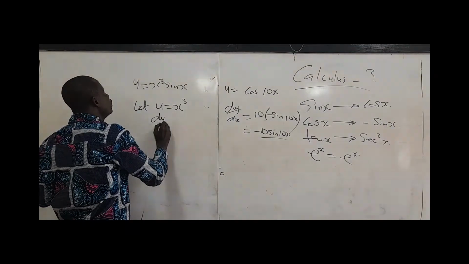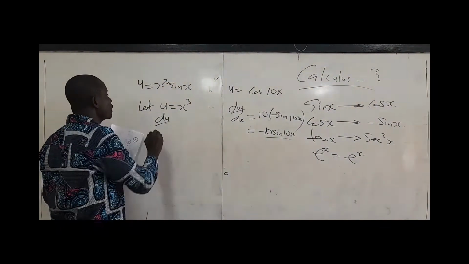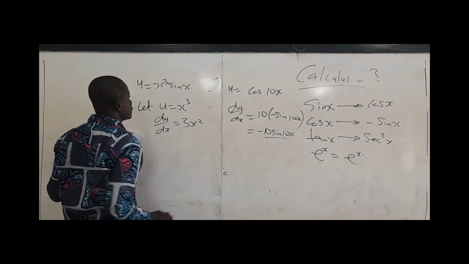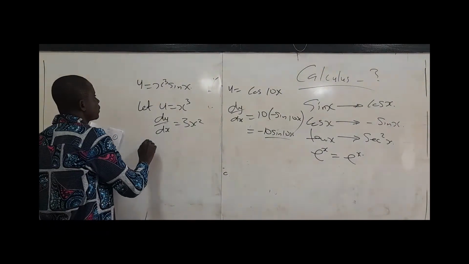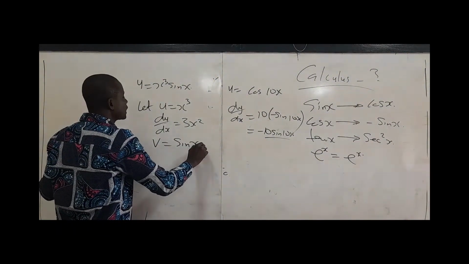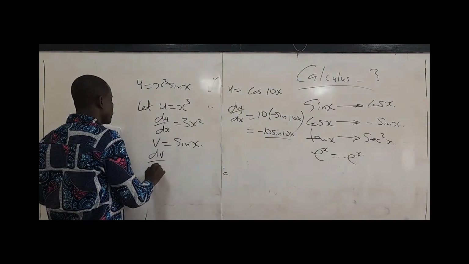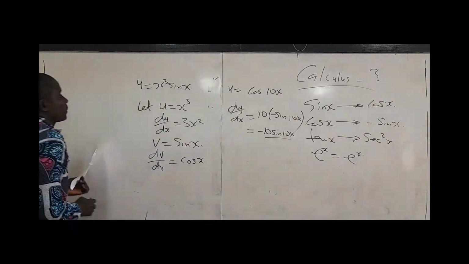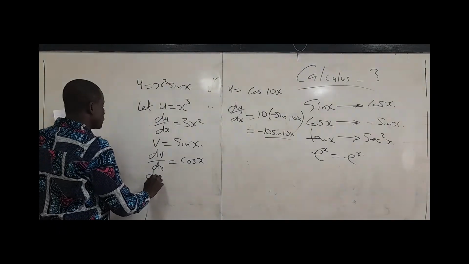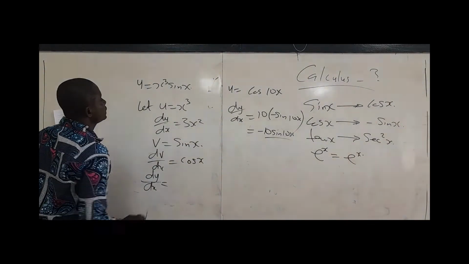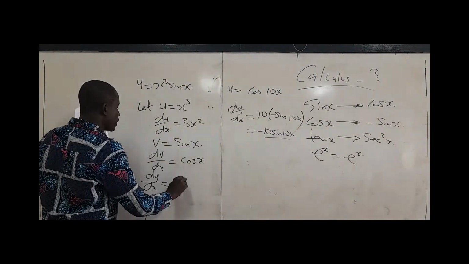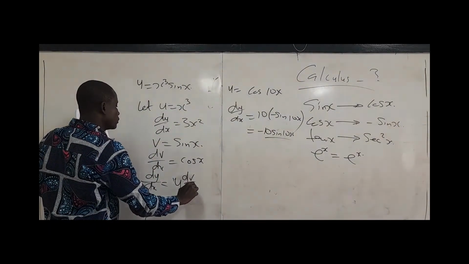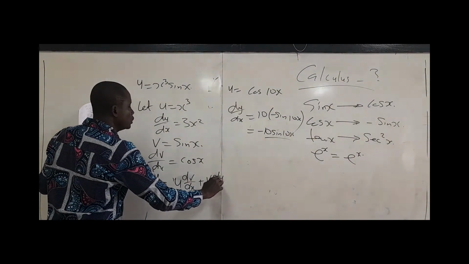So over here, it is like the product rule we were doing. du/dx is equal to 3x squared. Then v is equal to sine x, so dv/dx is equal to cos x. After doing that, then we say that dy/dx is equal to, do you remember, u dv/dx plus v du/dx.